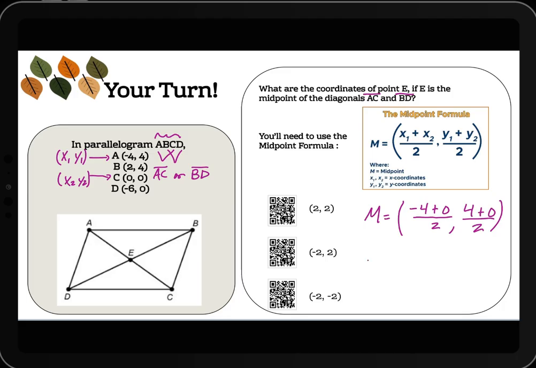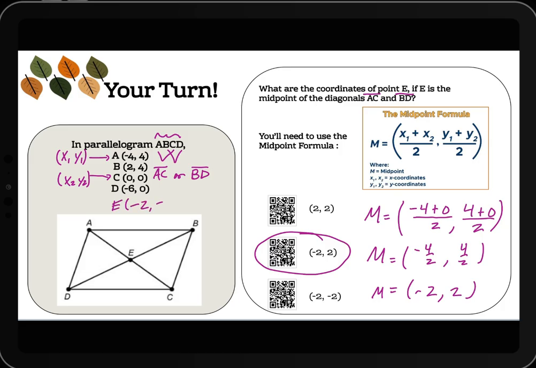And then we can simplify that midpoint, right? So we get -4 over 2, +4 over 2, and that just gets us -2, 2 for our midpoint location. So we know that this is going to be the correct answer for the location of E. So E is actually going to end up being -2, +2.